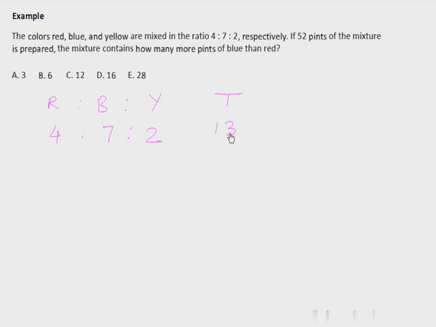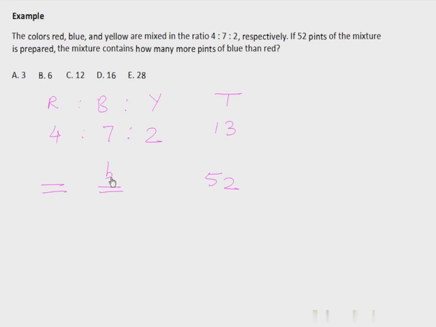If 52 pints of the mixture is prepared, the mixture contains how many more pints of blue than red? Okay, slightly more complicated wording. The calculations will be the same. So here I'm given that the total is 52. And how many more blue than red? So obviously I need to find blue and I need to find red. And I know how to find them given the total.